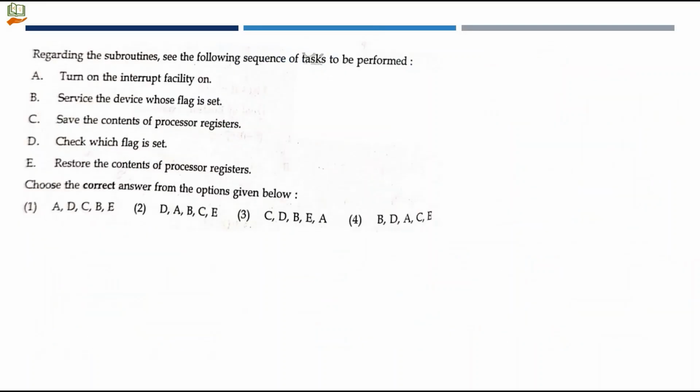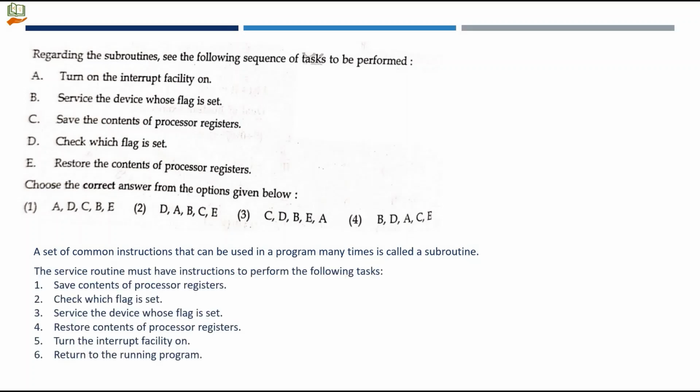Next question, regarding the subroutines, see the following sequence of tasks to be performed. A set of common instructions that can be used in a program many times is called a subroutine. A function, we can say in programming aspect. The service routine must have instructions to perform the following tasks. This will be the sequence of tasks.